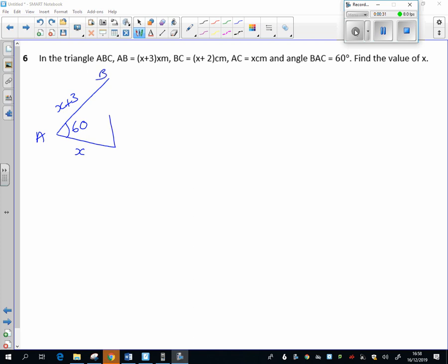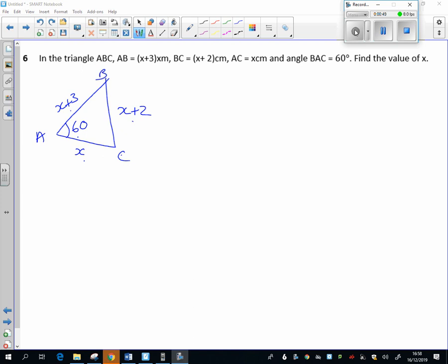And then BC is x plus 2. So just double check I've labelled everything correctly. Yeah, AB is x plus 3, BC is x plus 2, AC is x, and that angle is 60 degrees. Okay, so it wants to know the value of x.